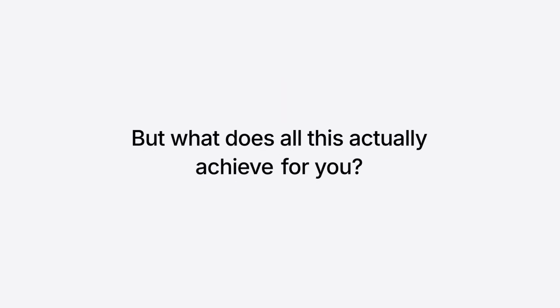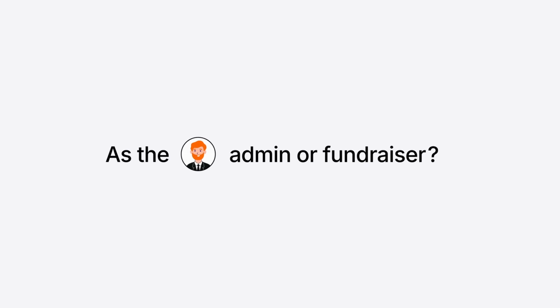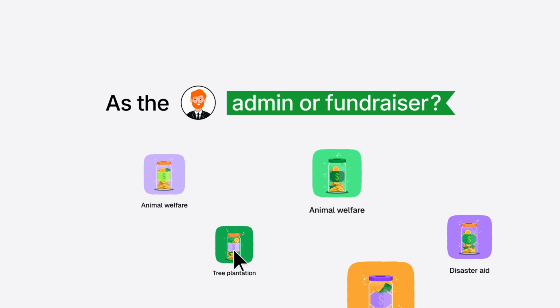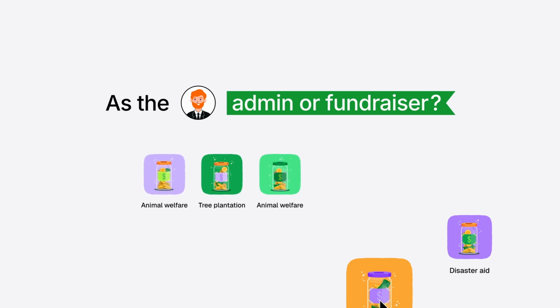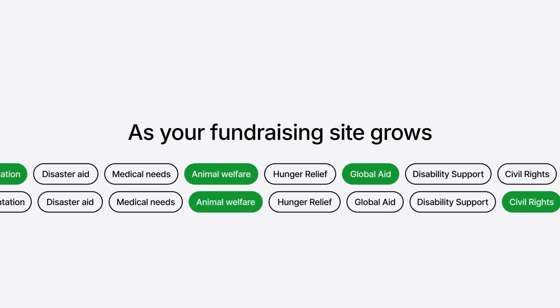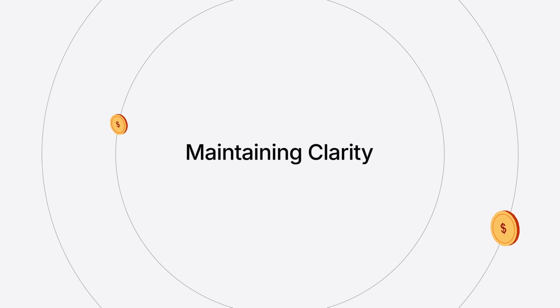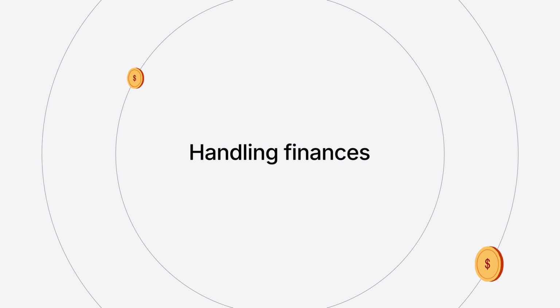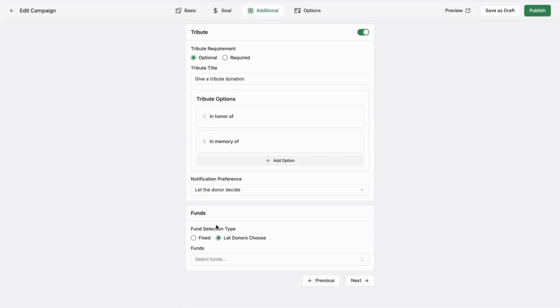But what does all this actually achieve for you as the admin or the fundraiser? Creating and allocating multiple funds allows you to manage several causes in a structured, transparent way. And as your fundraising site grows with more fundraisers, more campaigns, and more causes, funds can give you an organized system for maintaining clarity, tracking your funds, and handling finances for each individual initiative. And donors can also be more motivated to donate to a specific kind of fund within your campaign as well.